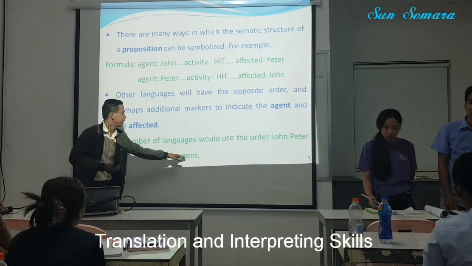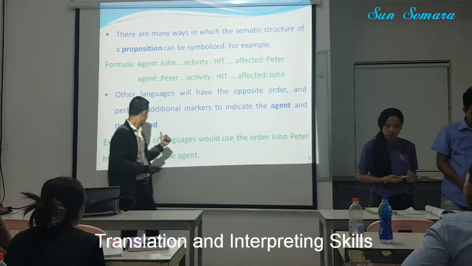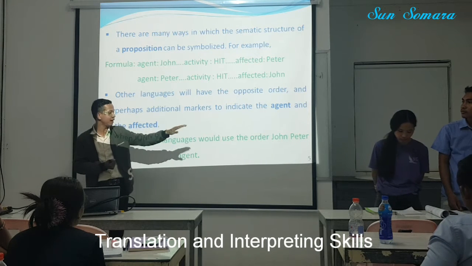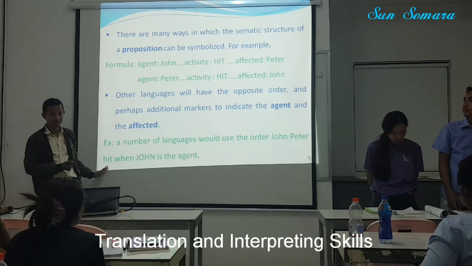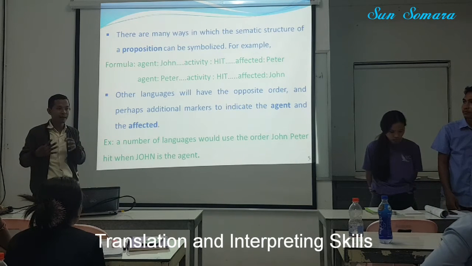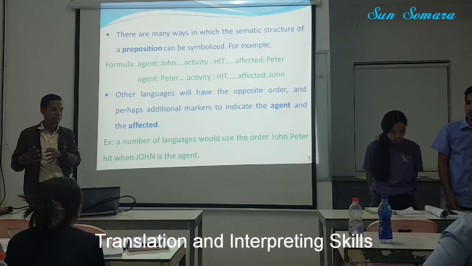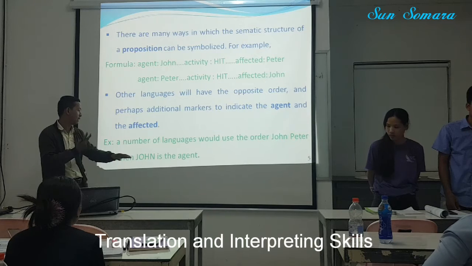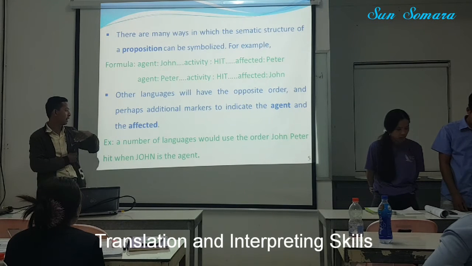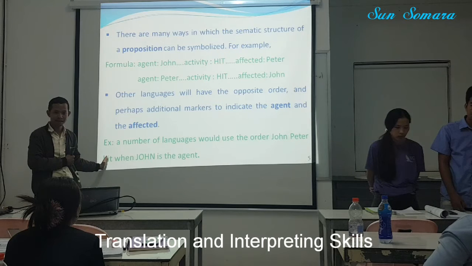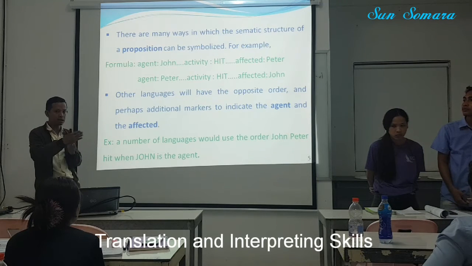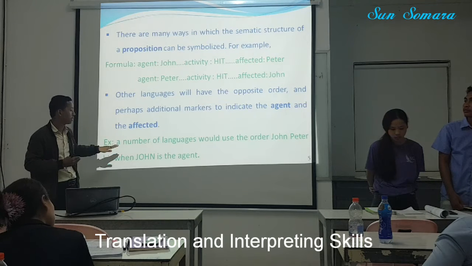When John is the agent, you say John Peter hit. But when Peter is the agent, you say Peter John hit. I mean that John and Peter can play as the agent. If John is the agent, we say John Peter hit, and if Peter is the agent, we say Peter John hit. This is different, and you will consider why it is like that. It is because the order of the languages is not the same when we compare to another language.